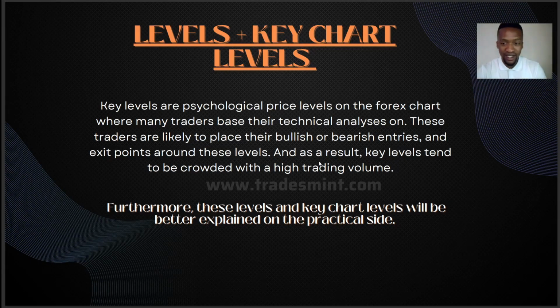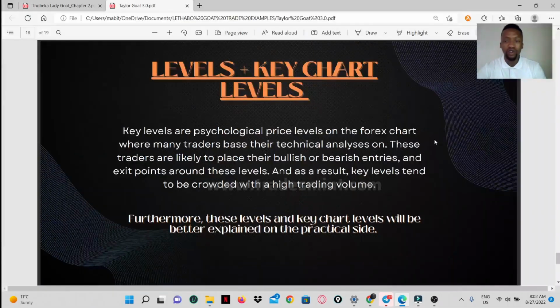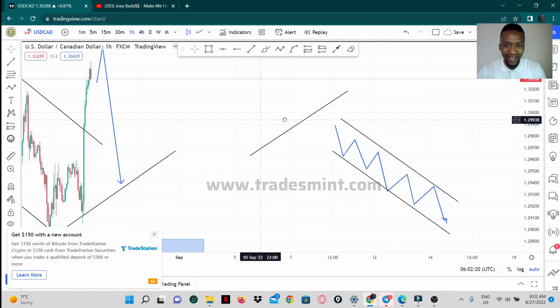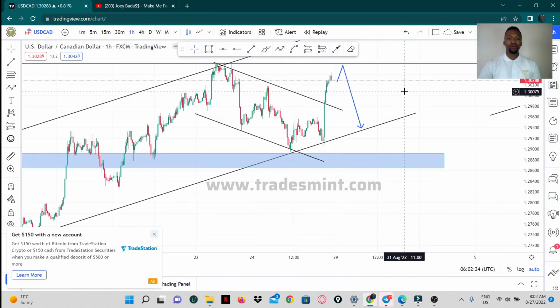Furthermore, guys, these levels and key chart levels will be better explained on a practical side. So without wasting any time, guys, let's get right on to the practical side of things actually. Welcome back again, guys. This is the practical side.